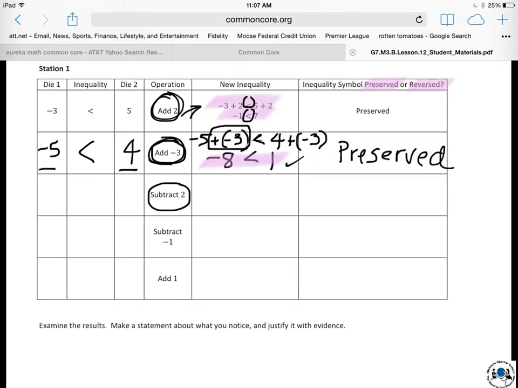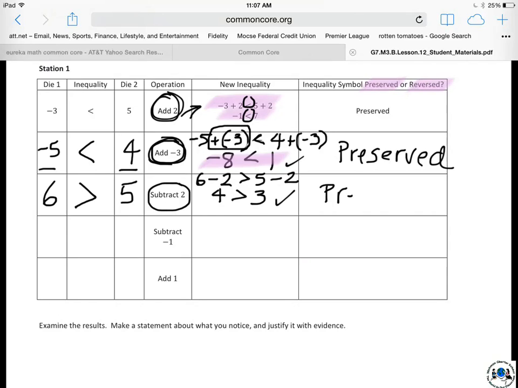So what I have to do, of course, is roll my die 1. I have rolled a 6, roll die 2, and I've rolled a 5. In this case, of course, our inequality symbol is going to be greater than, because 6 is greater than 5. Now I'm going to subtract 2 from both sides of the inequality. So I have 6 minus 2 is greater than 5 minus 2. And if I do that, then that says 4 is greater than 3, which of course is correct.